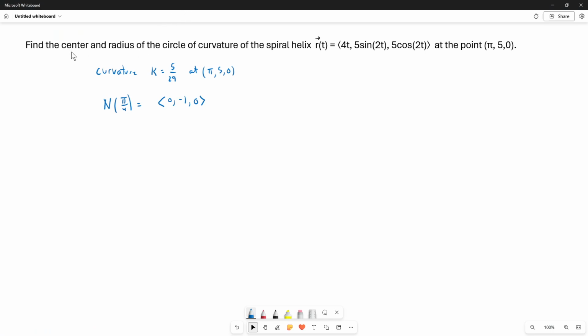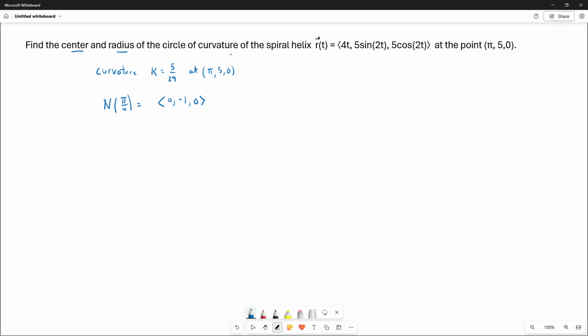We would like to find the center and radius of the circle of curvature of the spiral helix ⟨4t, 5 sin 2t, 5 cos 2t⟩ at the point (π, 5, 0). So we have been working with this helix in the past several videos, and we know that at this point the time is π/4, by just solving the equation 4t = π.